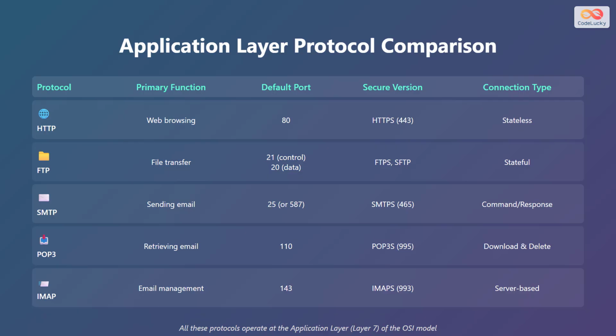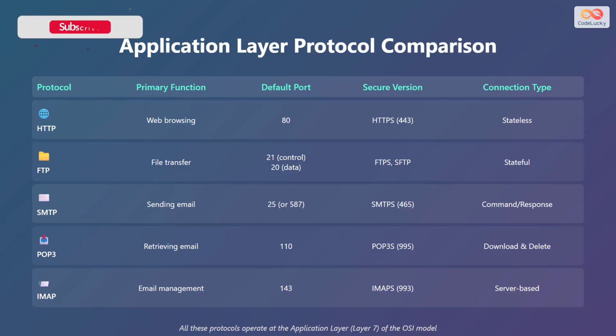SMTP's primary function is sending email using port 25 or 587, and its secure version is SMTPS on port 465, and it has a command response connection type. POP3's primary function is retrieving email using port 110, and its secure version is POP3S on port 995, and its connection type is download and delete.